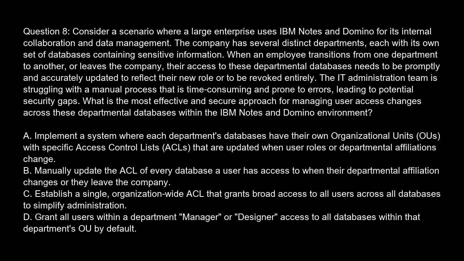Option A. Implement a system where each department's databases have their own organizational units, with specific access control lists, ACL, that are updated when user roles or departmental affiliations change. Option B. Manually update the ACL of every database a user has access to when their departmental affiliation changes or they leave the company. Option C. Establish a single, organization-wide ACL that grants broad access to all users across all databases to simplify administration. Option D. Grant all users within a department manager or designer access to all databases within that department's OU by default.